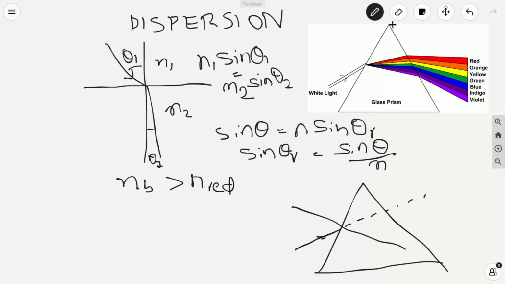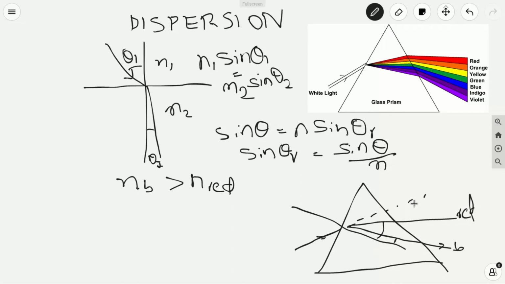Now for the blue light, its refracted angle is smaller, right? So this is the blue light, and red will have a higher angle. This is the red light. So red light has a higher angle of refraction compared to the blue light, which is smaller here. The angle is much smaller.